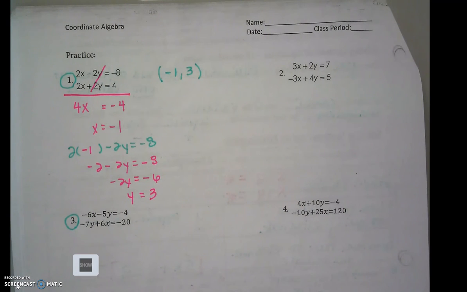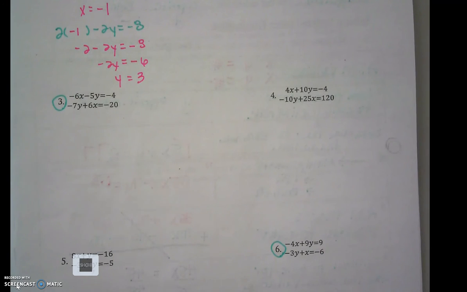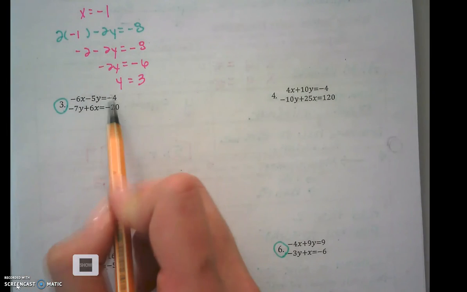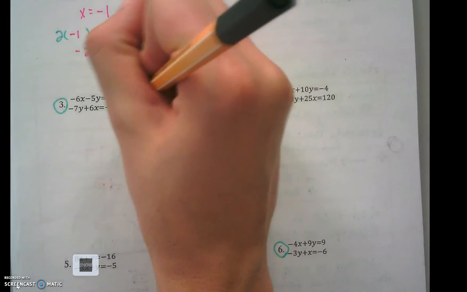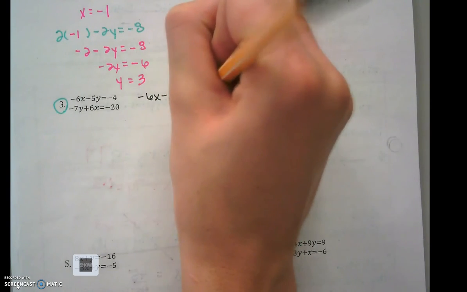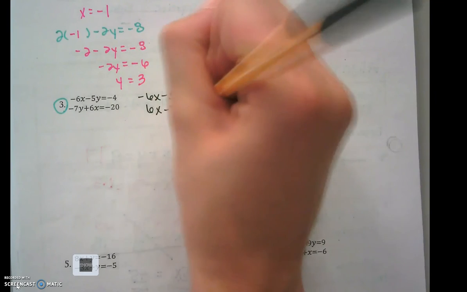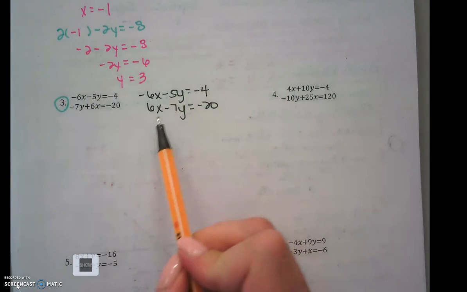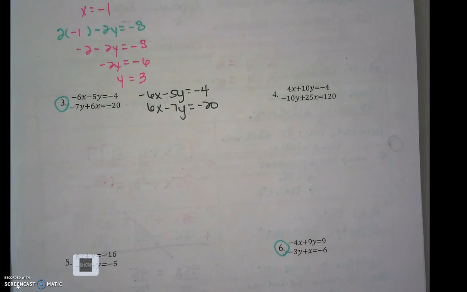Looking down at number 3 now, if I look, my variables are not aligned. So the first thing I need to do is I need to rearrange this second equation so that my variables do align. So I'm going to rewrite them both. 6x minus 5y equals a negative 4. 6x minus 7y equals a negative 20. By doing that, I now have my x's, my y's, and my numbers all on top of each other.